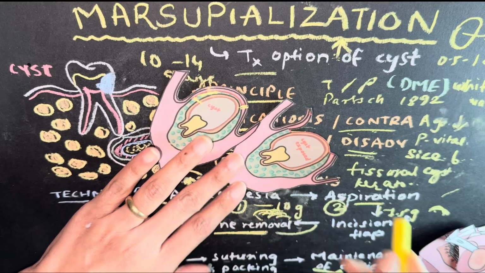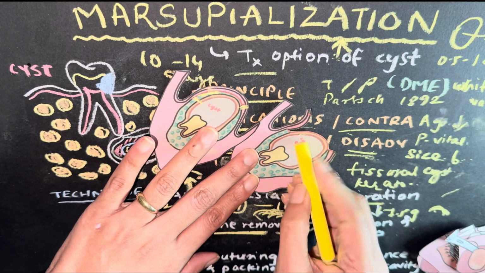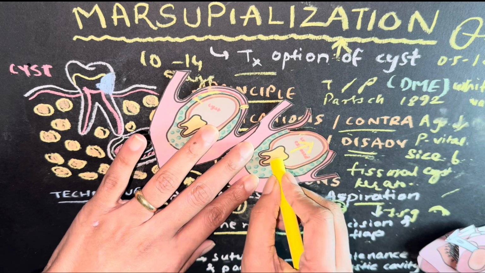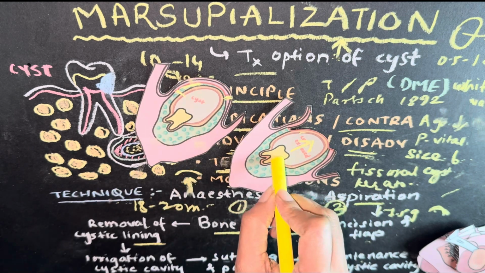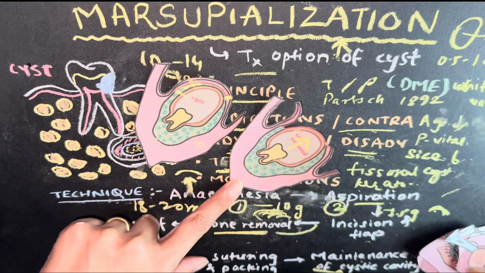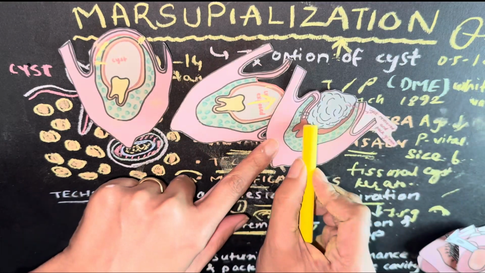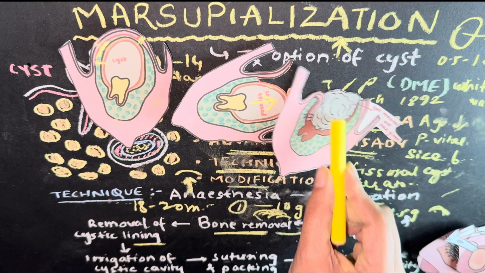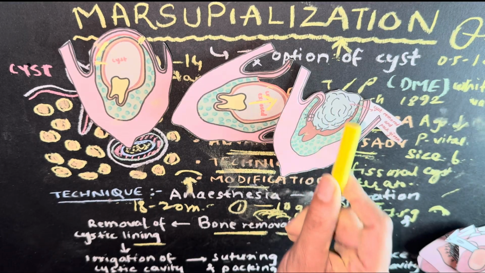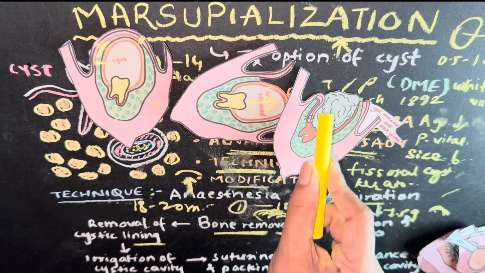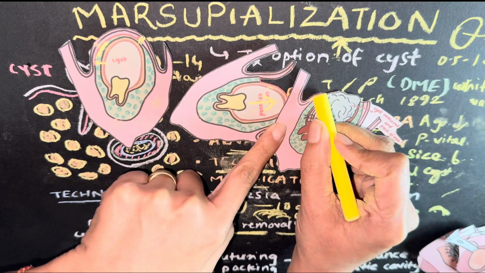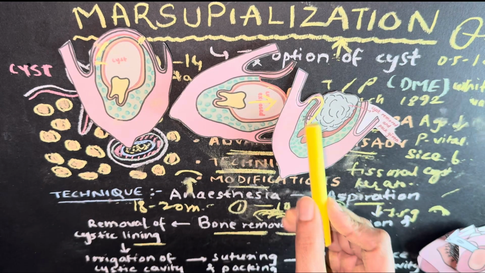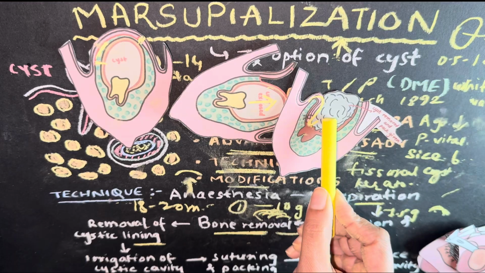What you're going to do is remove that cystic lining, and you're going to remove whatever the cause is. So in this case the impacted tooth can be the cause. So we have removed the impacted tooth and the cystic content. The next is you have irrigated the cystic cavity, and then there are two options: you can keep it open or you can suture it. So what we have done is we have sutured it downwards over here, as you can see.